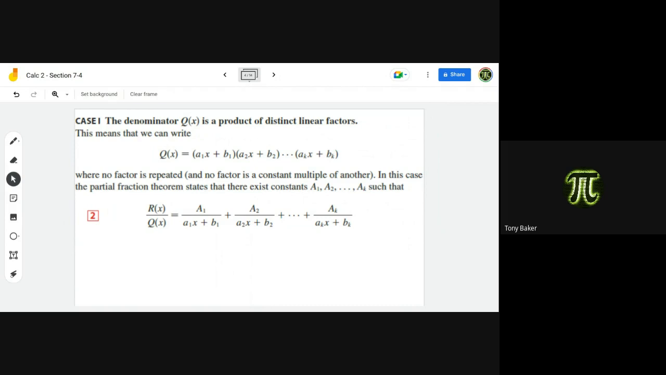So case 1 is when my denominators are all going to be linear factors. If I can break it down into a bunch of linear factors, that's what case 1 is dealing with. That's what I'm going to show you, by breaking up my denominator. Okay, so all these are distinct linear factors, which means they are all different.